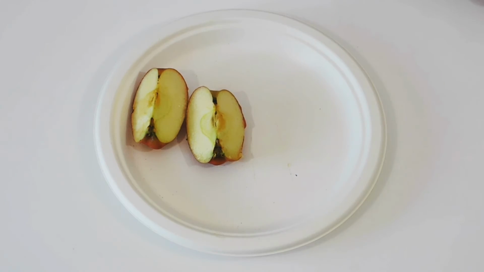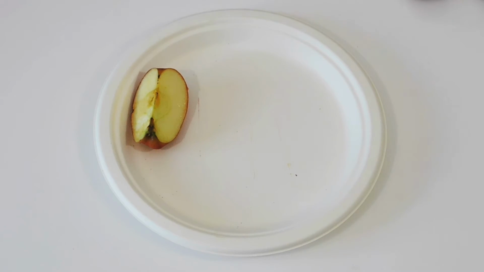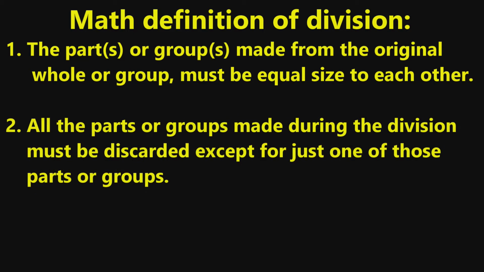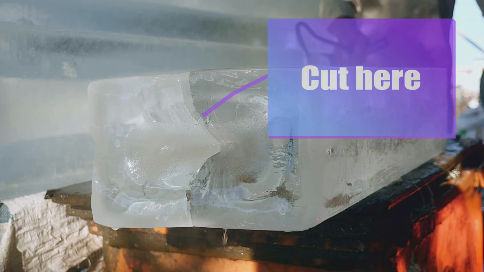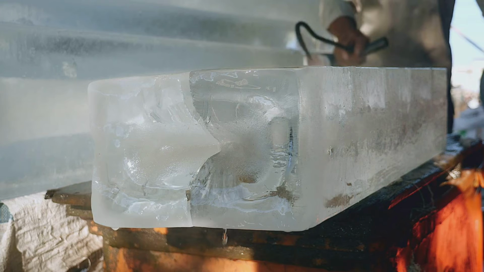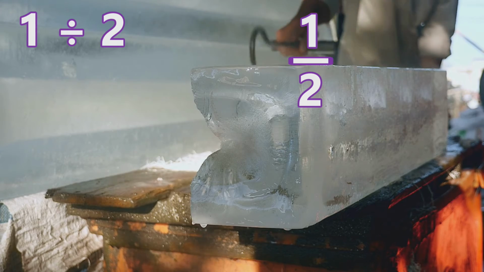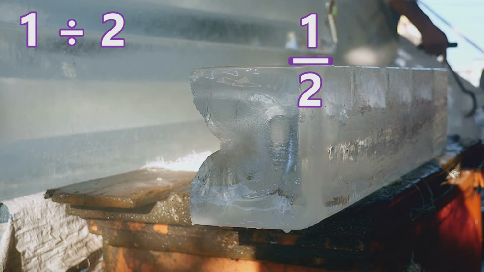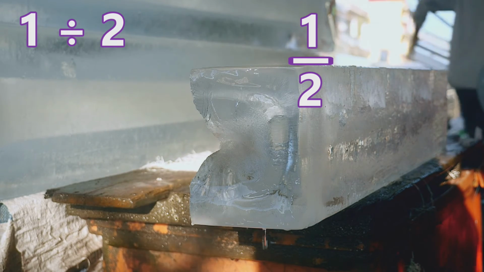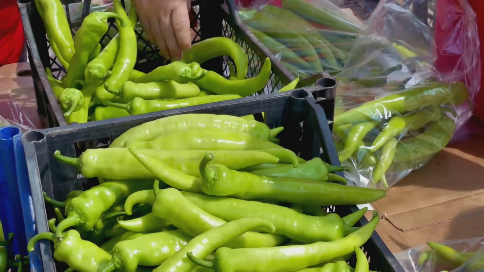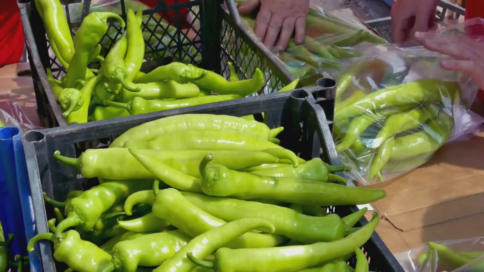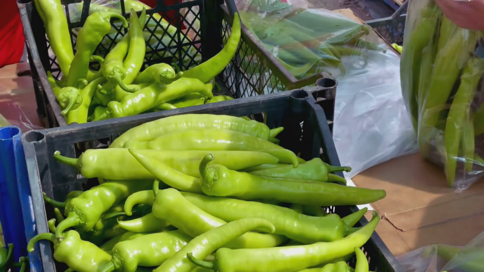This observation tells us the second requirement for division in math. All the parts or groups made during the division must be discarded, except for just one of those parts or groups. For example, this whole block of ice has been cut into 2 parts, but the amount of ice present only equals 1 divided by 2, which we commonly call 1/2 when just one part remains. In addition to wholes that we cut into parts, this second requirement for division in math also applies to collections that we break into smaller groups.